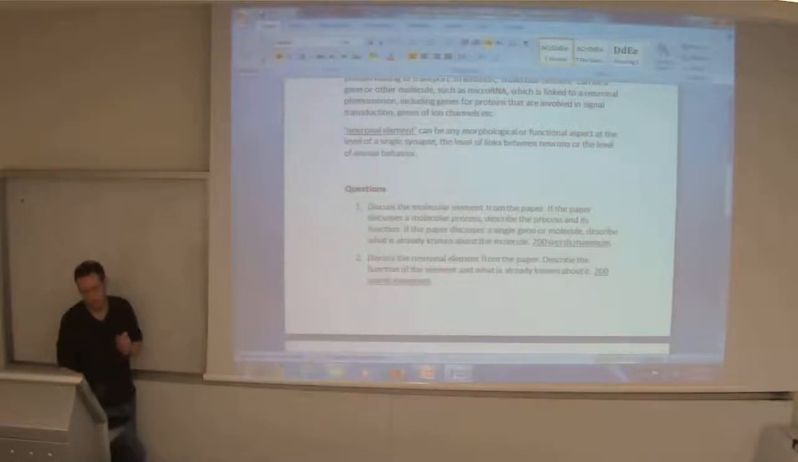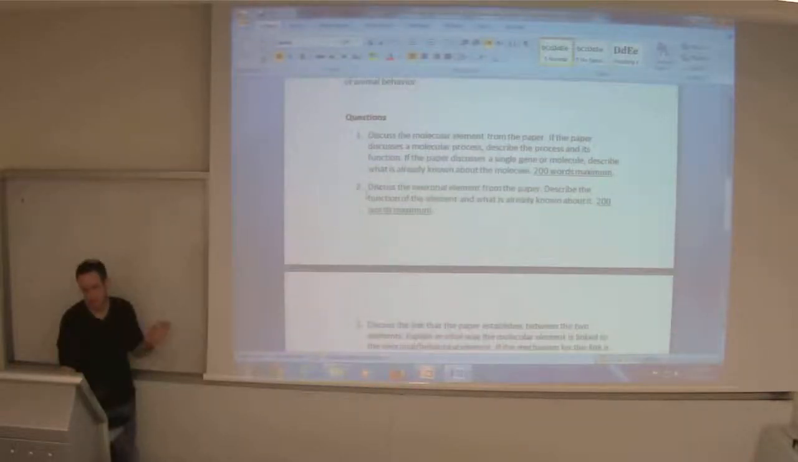If the paper discusses the molecular process, describe the process and its function. If the paper discusses a single gene or a molecule, describe what is known about the molecule, and it does not exceed 200 words. So you have to first separately discuss what the molecular element is, what is already known, what is shown in the paper regarding simply the molecular element. Then separately the neuronal part, describe the function of the element and what is already known about the neuron.